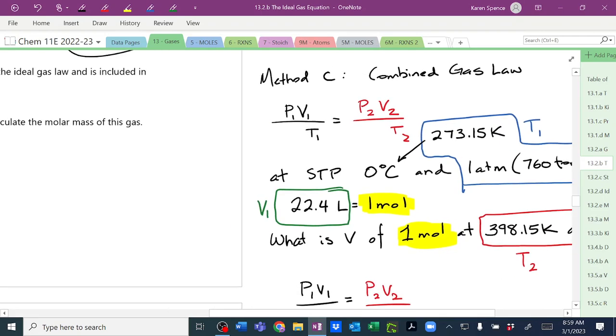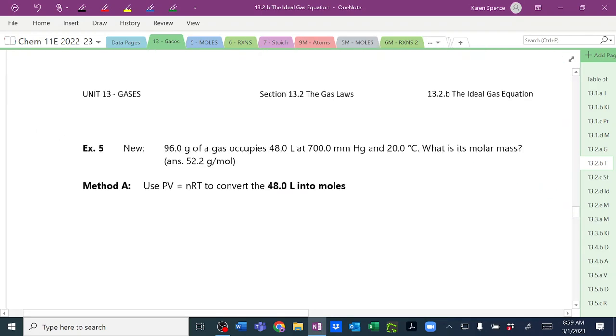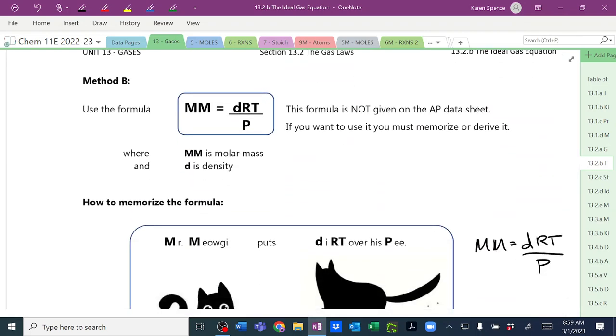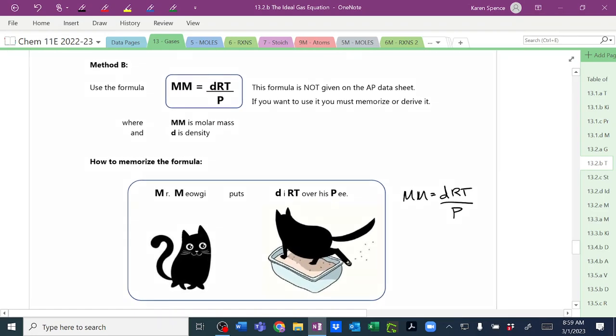Now, for anyone who came in late, the fastest way of doing this, if you recall, is to use method B, which is Mr. Miyagi putting dirt over his pea.